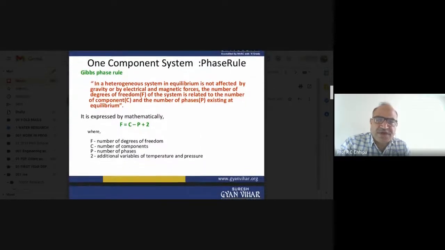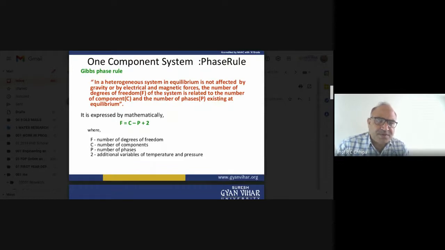We have already discussed that a heterogeneous system in equilibrium is not affected by gravity or electrical and magnetic force. This is also important because of the magnetic force of the Earth, the electromagnetic radiations, and the gravitational force. The number of degrees of freedom of the system is related to the number of components and the number of phases. Therefore F is equal to C minus P plus 2, as we have already discussed.